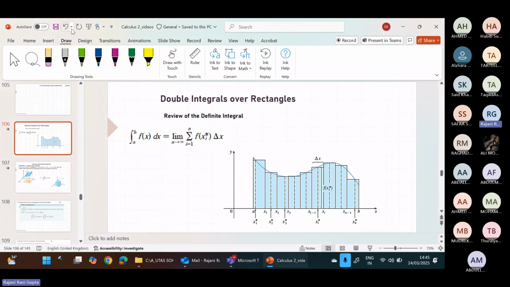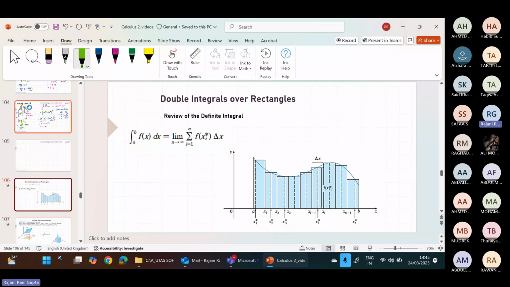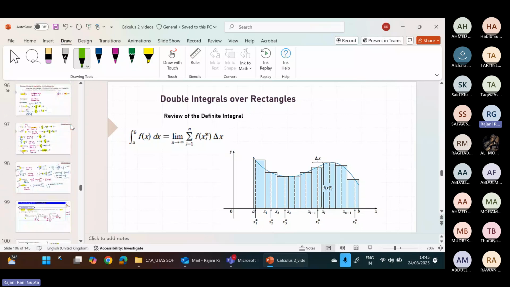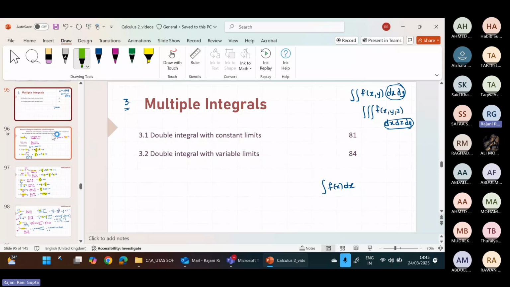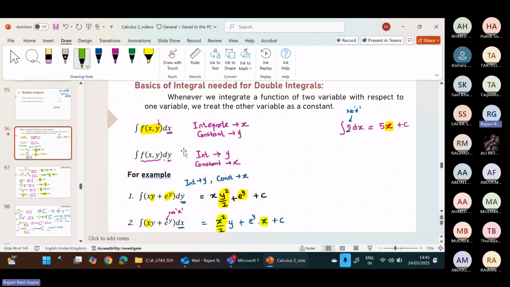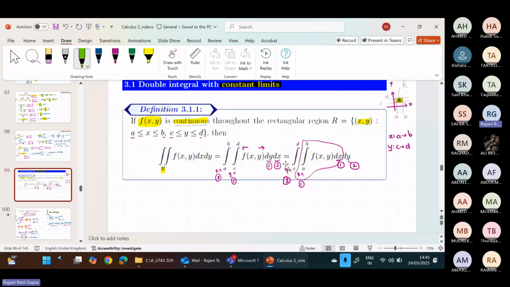In chapter 3, just a quick recap: we started with the concept of double integral. I hope you remember multiple integral. I first explained how we find the integral for a function of two variables with respect to one variable. This was in the basics, and I also sent you the link for the video. Then we worked directly on solving the double integral.